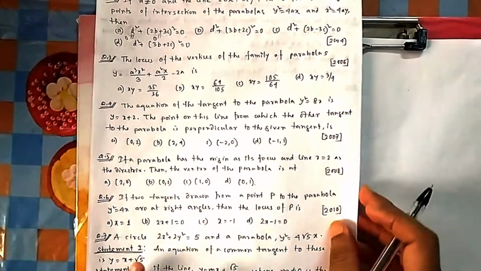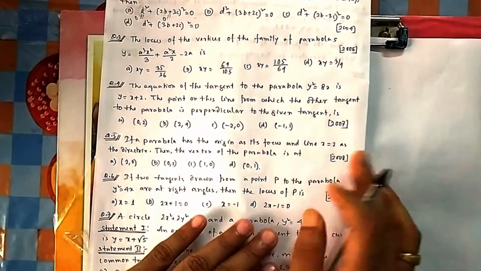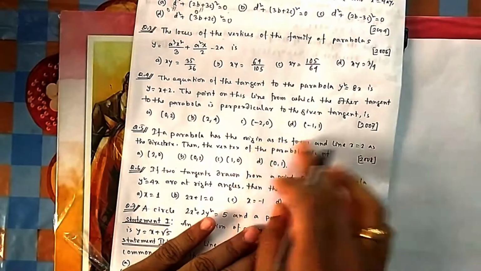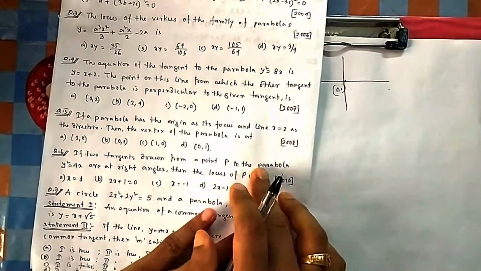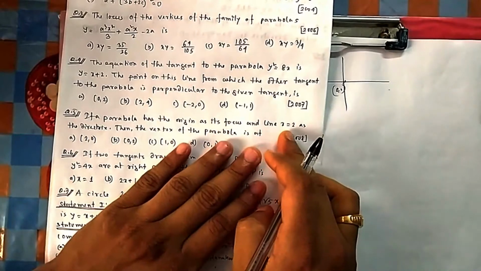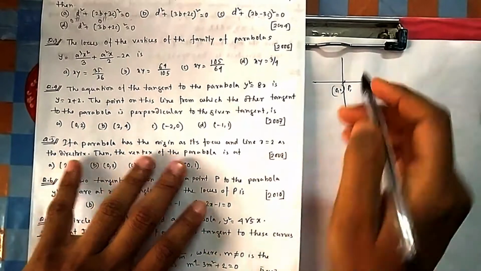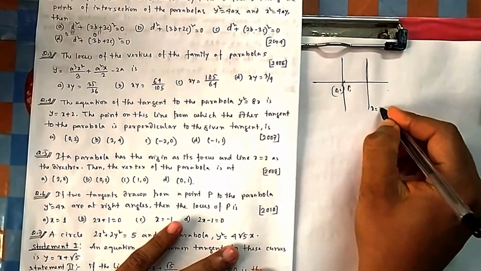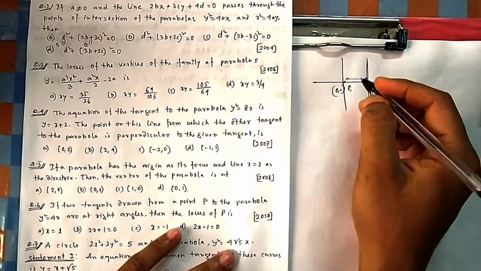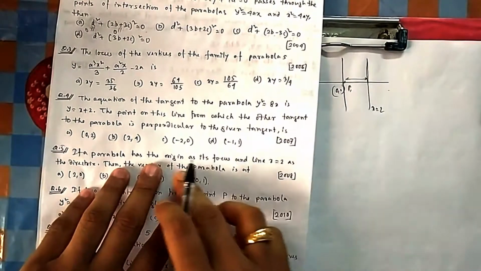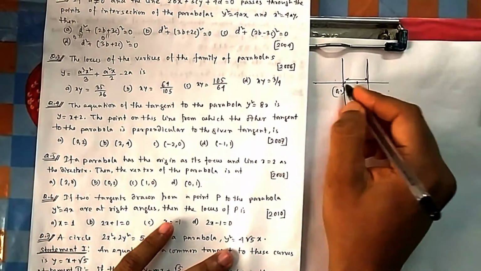Now if you come to question number 5. If a parabola has the origin as its focus, that is (0, 0) is its focus, and the line x equal to 2 is its directrix. So this is its focus F(0, 0), and x equal to 2 is this line, and this is its directrix. So where will the vertex be? Because the parabola has the origin as its focus, obviously the vertex will be somewhere in between, because the vertex is always the midpoint of these two.